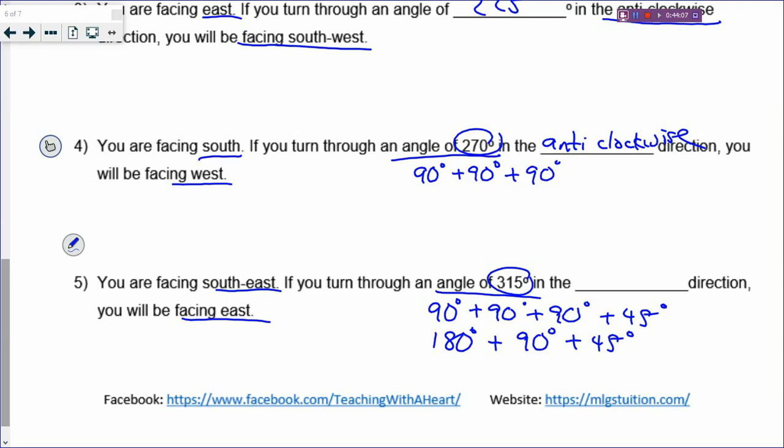Okay, so you break up into common numbers. What are common numbers? 90 degrees, 45 degrees, 180 degrees. These are common numbers, right? Usually, we will break up into all these three types of numbers if the angle is very big. Got it? Okay, then let's try to move. Now you're facing southeast, and you turn an angle of 315 degrees in what direction? And then you will face east.